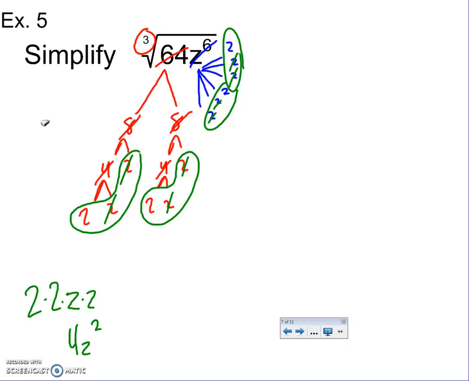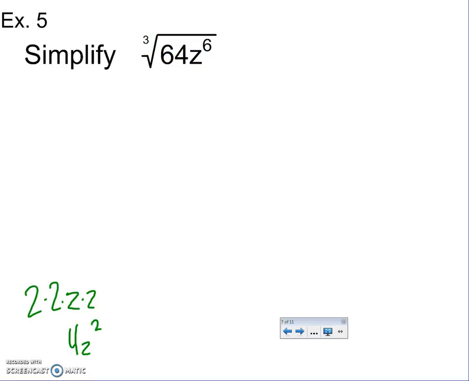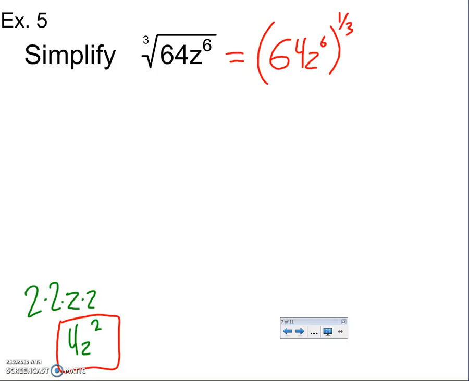Let me show you the new way. So keep in mind, we have our answer right there. The new way is, let's change this into exponential form. That's really 64z^6 all to the 1/3 power. All right, remember, this is basically the term inside. The exponent here is 1, and the root is 3. So it's 64z to the 6, to the 1 over 3 power.